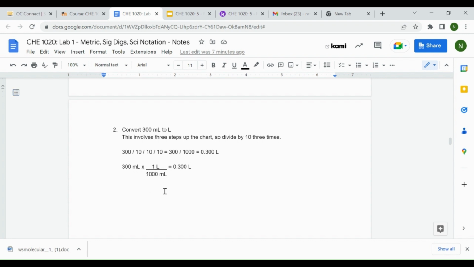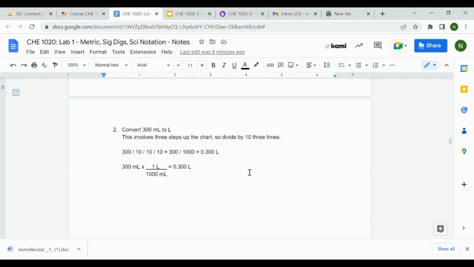Same idea as a conversion factor. This time, you'll notice that 1 liter is equal to 1,000 milliliters. I put the 1,000 milliliters on the bottom here, because I want these to cancel out. The milliliters up here and the milliliters down here cancel out, so that I would end up with liters as my answer, my units for my answer.